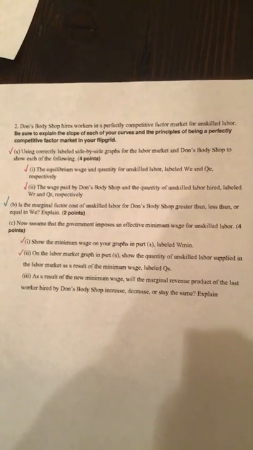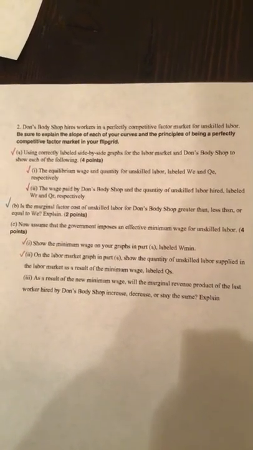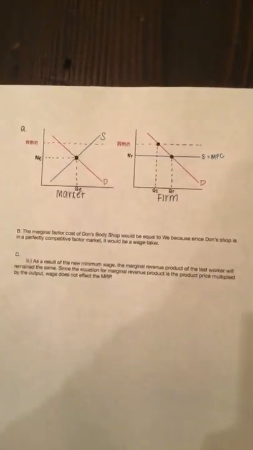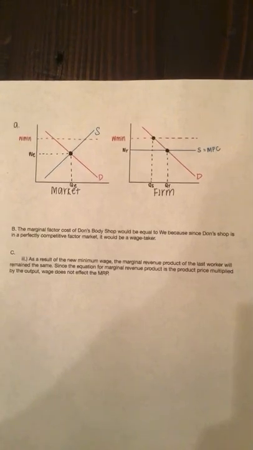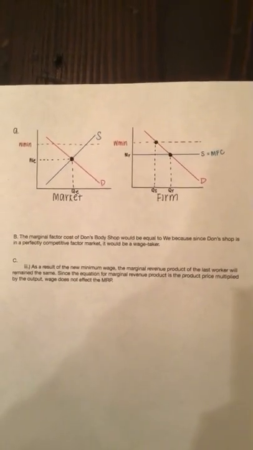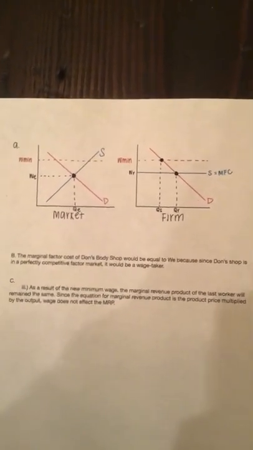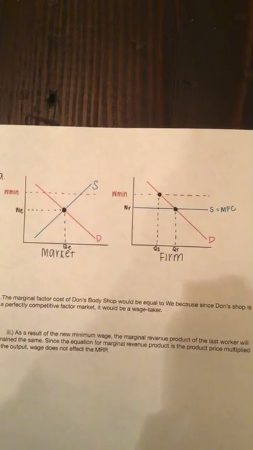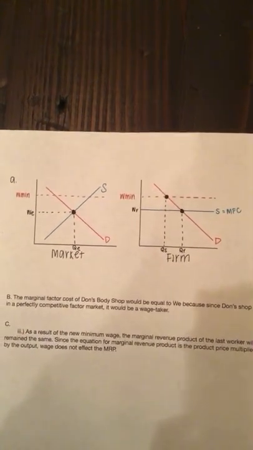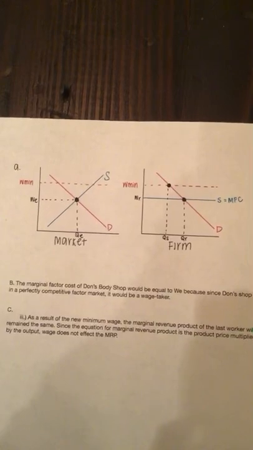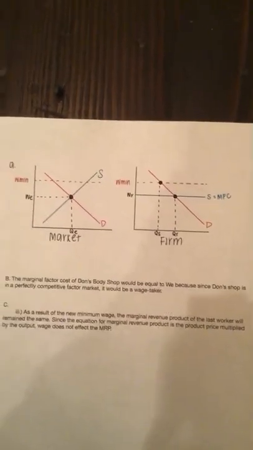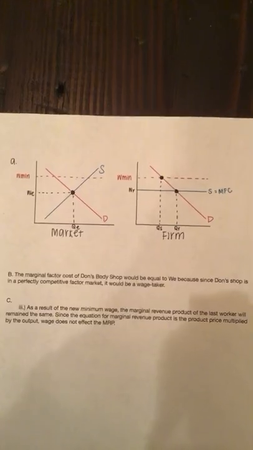Part B says, is the marginal factor cost of unskilled labor for Don's Body Shop greater than, less than, or equal to WE, the equilibrium wage? Explain. I said the marginal factor cost of Don's Body Shop would be equal to the equilibrium wage. Since Don's Body Shop is in a perfectly competitive factor market, it would be a wage taker, so it really has no say in what the wages would be. So transferring from the market to the firm, they would be exactly the same because it has to take what the market gives.